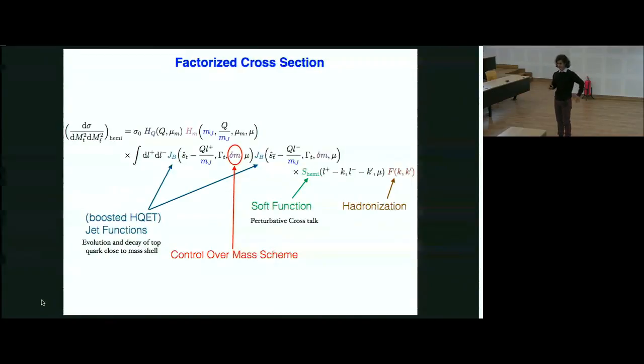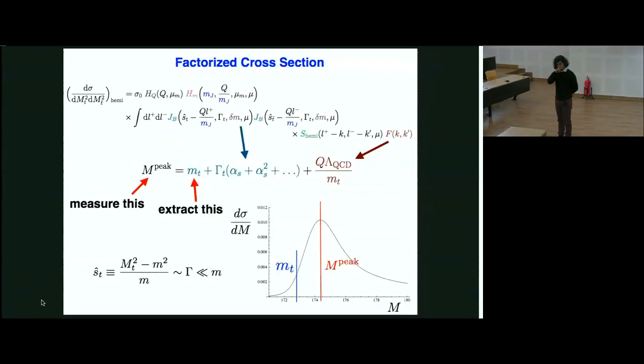And there's a soft function which describes soft particles which are not necessarily in line with the jet. Using this cross section, now one can actually understand the perturbative and the non-perturbative parts which shift the peak. So you're measuring a mass M peak, and you'll be extracting this, but now you have an understanding of what the perturbative shift is. And there's a way to control the non-perturbative shift by including a model parameter in your soft function.